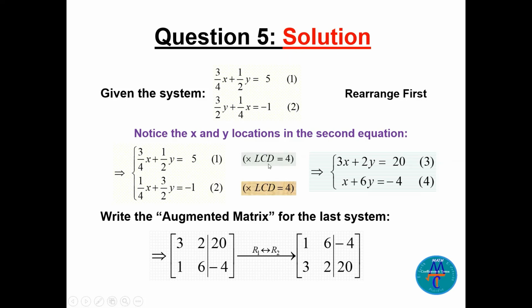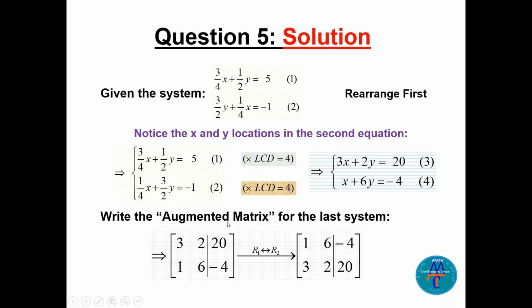So the LCD, we can multiply the equation by the LCD 4 to make the equation simple. Multiply by 4, multiply by 4, multiply by 4. Remember, 20 here. Let's call this equation 3. Also multiply the second equation by 4. You get x plus 6y is equal to minus 4.